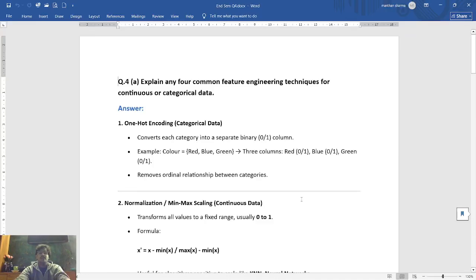Number 4, we have been asked to explain any four common feature engineering techniques for continuous or categorical data. So first we are going to cover one-hot encoding, which is a feature engineering technique for categorical data. It converts each category into a separate column containing zeros and ones, so the model doesn't assume any order between categories.